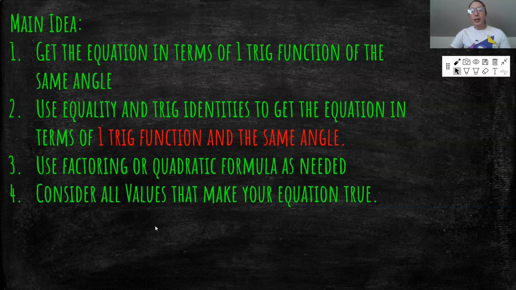And we're going to have to pull out our identities. So get ready to use your half angle formula. Get ready to use your Pythagorean identities. Get ready to use your double angle identities, your reciprocal identities. We're going to use all of them. And then, like I said, factoring and the quadratic formula. And then, of course, we have to consider all values. So we're going to still add 360k, add 2 pi k, and go from there.